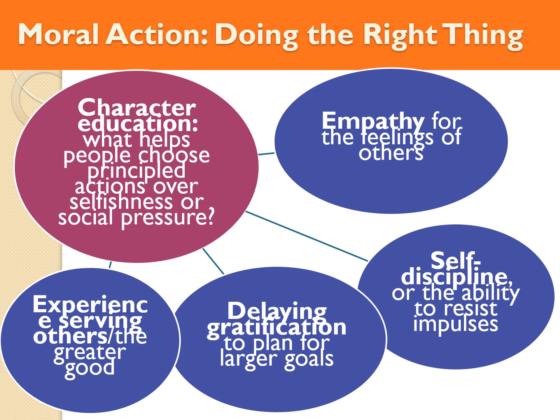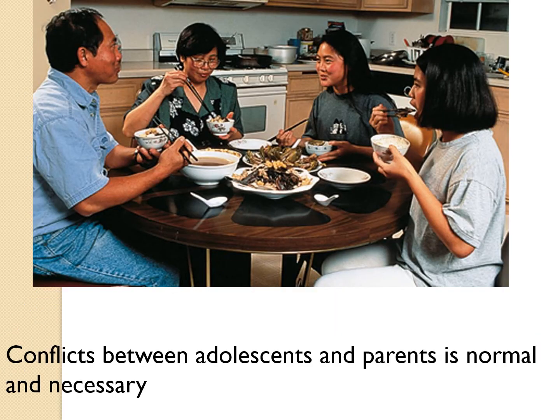Self-discipline, delaying gratification, is when you wait to eat that chocolate cake even though you really, really want it right now. So there's delaying gratification, and then volunteering, helping others. All of those things together develop moral action and develop morality for children and teenagers.